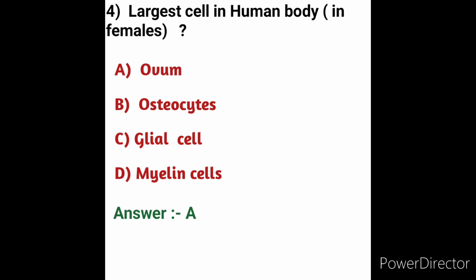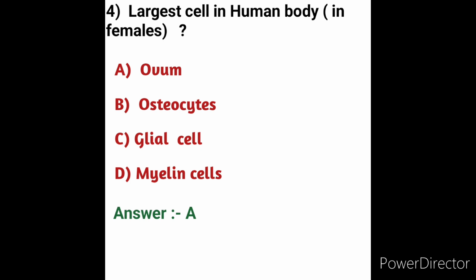The largest cell in the human body in females is the egg. It is called in medical terms the ovum. It is a single cell released from the ovary every month. The size of each ovum is 0.1 mm in diameter. Okay friends, the largest cell in females is the ovum, released from the ovary every month of the menstrual cycle. Not only the largest cell in females, here we will also discuss the smallest cell in the human body in males.